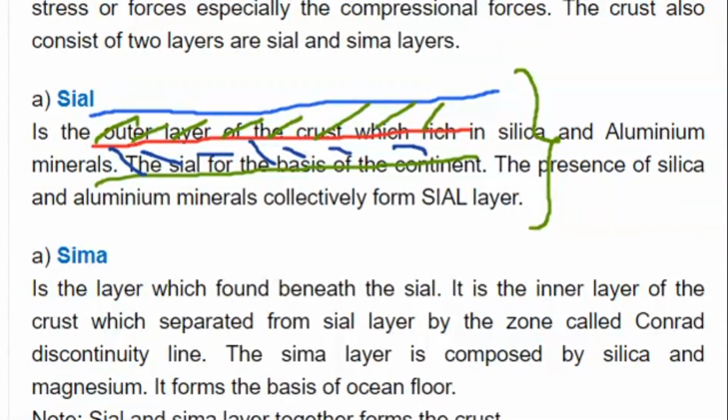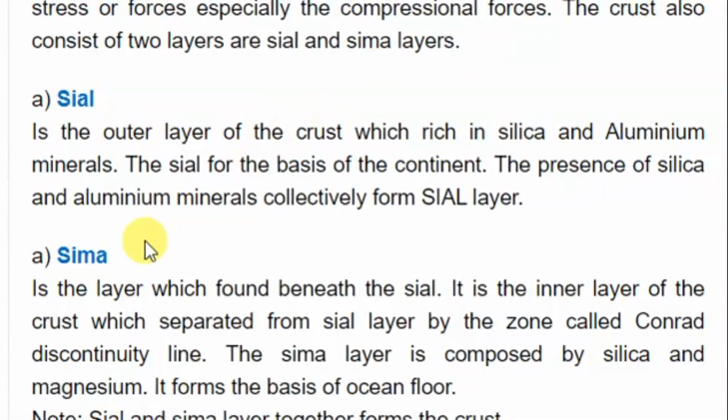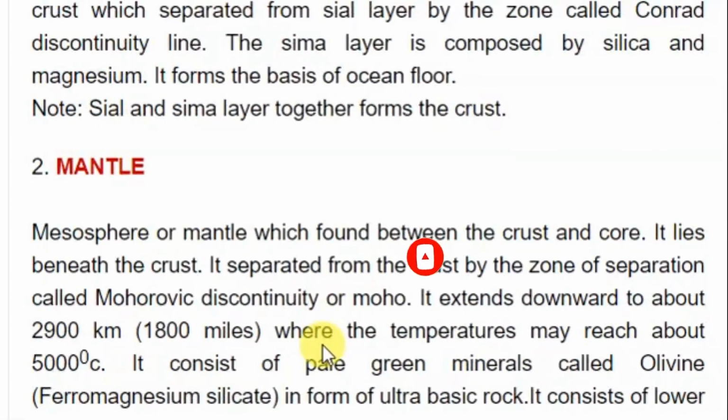So this is what is explained in this explanation. We are saying that Sima is the layer which is found beneath the Sial. It is the inner layer of the crust which is separated from the Sial layer by a zone called the Conrad discontinuity line. It is very important for you to know these names because sometimes they come in MCQs. In your first questions of geography, maswali ya kuchagua ABCD, multiple choice questions, you can be asked what the Conrad discontinuity separates. You must know, it separates the Sima from the Sial.